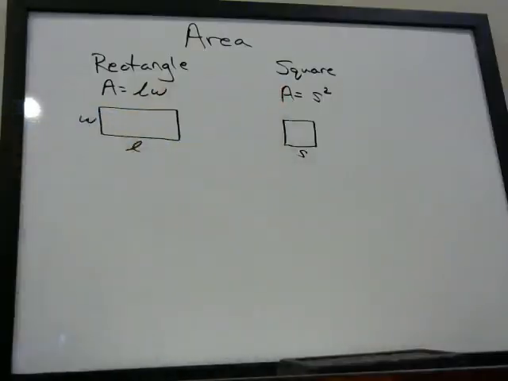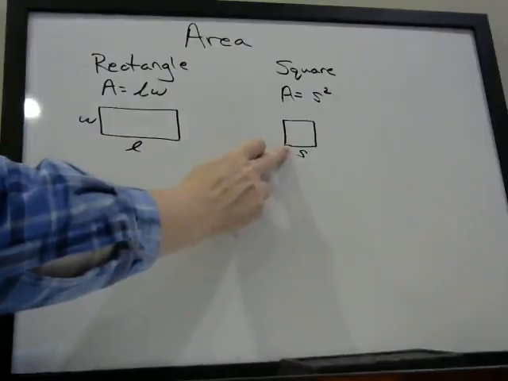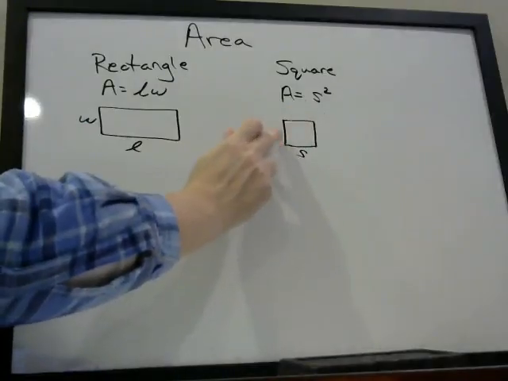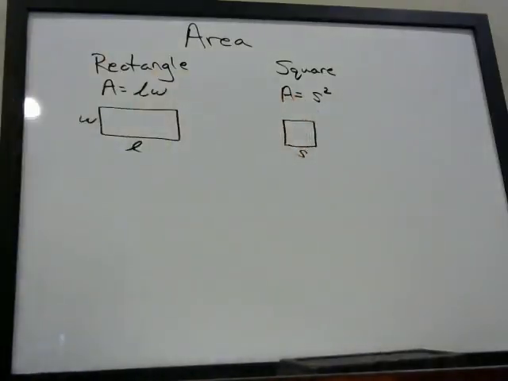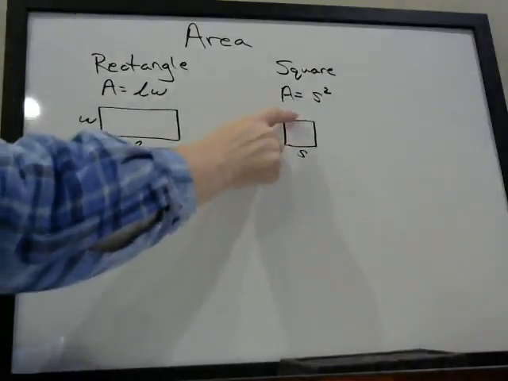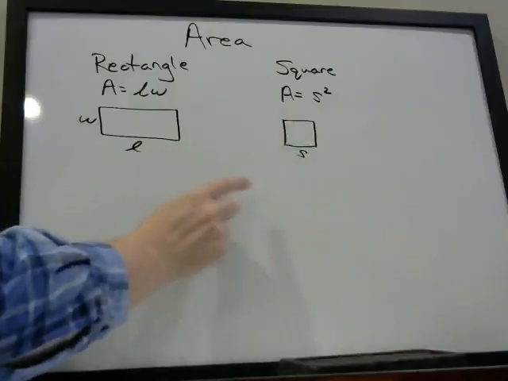In a square, remember a square is a special case of a rectangle. It has four 90-degree angles, looks like a box in which all of the sides have the same length. They're also obviously parallel. These two are parallel, these two are parallel, just like in a rectangle.